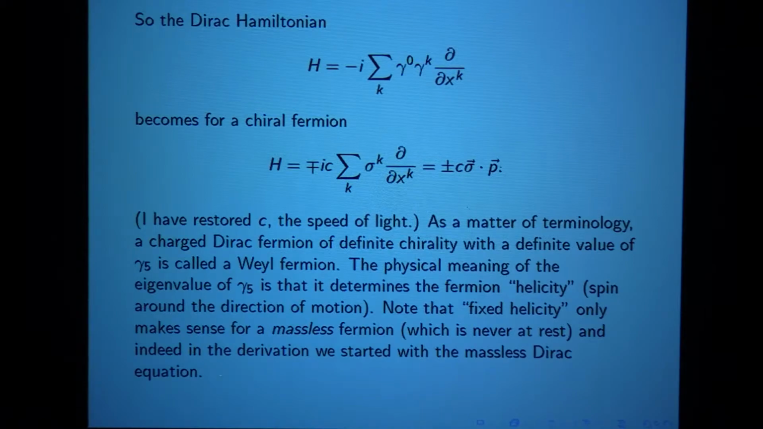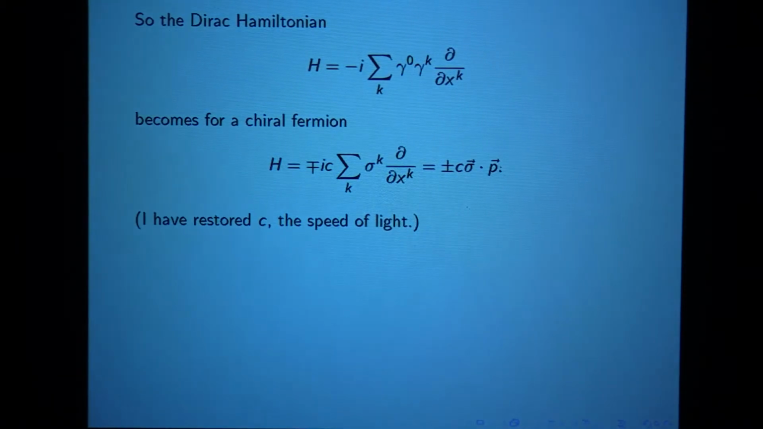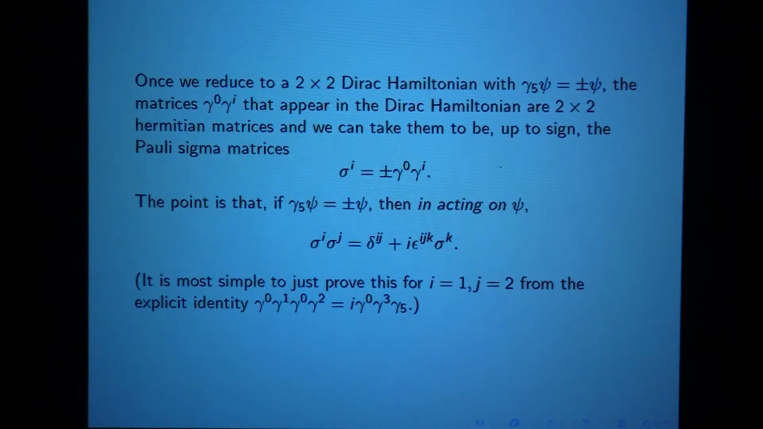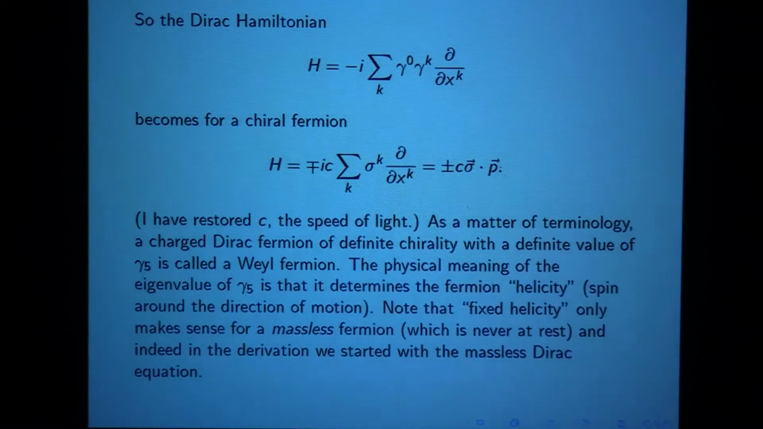And in our derivation, we started with the massless Dirac equation. The massive Dirac Hamiltonian, which actually we'll consider later, would have an extra term that doesn't commute with gamma 5. So technically, we can't make this two-component reduction because the mass term would not commute with gamma 5. But perhaps more physically, the massive fermion doesn't have a well-defined helicity because it could be studied in its rest frame.